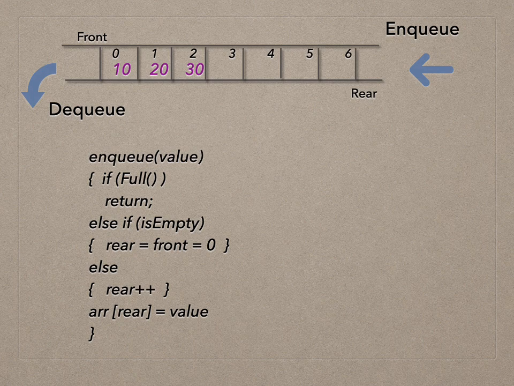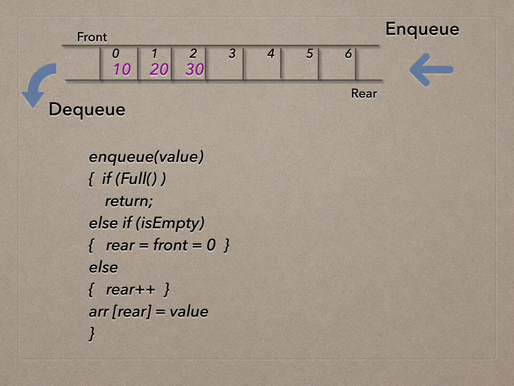Let's see the NQ operation. It says that first we have to check if the queue is full or not. Obviously, we cannot add more values if the queue is entirely full. So the first thing we have to do is check whether the queue is full or not. If the queue is full, we have to return from the entire NQ operation. If this condition is not true, we need to check one more condition: if the queue is empty or not, because if the queue is empty, then the rear and front are set to 0.